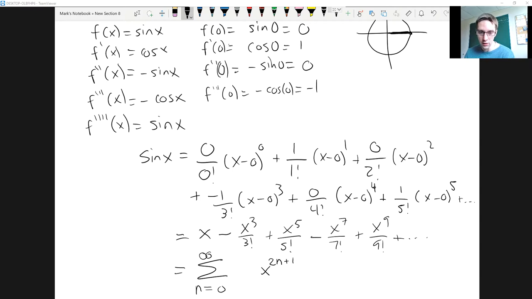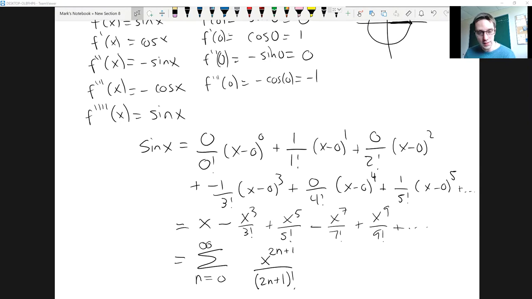Right? If n is 0, that gives us 1. If n is 1, that gives us 3. If n is 2, it gives us 5, and so on. All right? And notice the power of x is the same as the factorial that's in the denominator. So we'll have 2n plus 1 factorial.